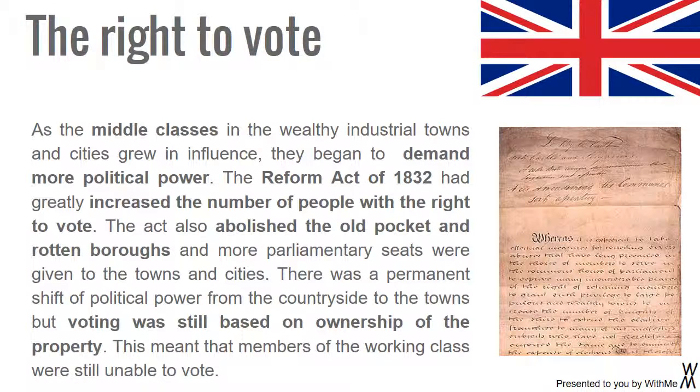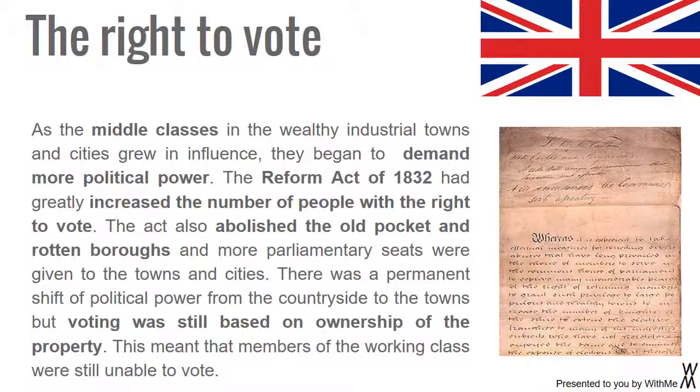As the middle classes in the wealthy industrial towns and cities grew in influence, they began to demand more political power. The Reform Act of 1832 had greatly increased the number of people with the right to vote. The Act also abolished the old pocket and rotten boroughs, and more parliamentary seats were given to the towns and cities. There was a permanent shift of political power from the countryside to the towns, but voting was still based on ownership of the property.